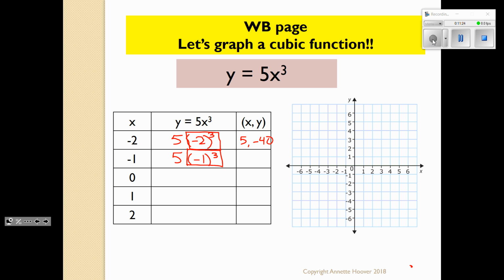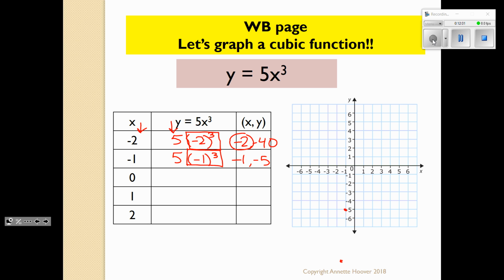Times 5 is -5. So our ordered pair, I don't know why I wrote 5 up there. I just looked up there and saw that 5. You probably already noticed that. That was -2, -40. My eyes went to this number instead of to this number, and I made a mistake up there. So watch what you're doing. Okay, we plugged in the -1, and -1 times 5 is -5. So I can now graph -1, -5. I put this dot in the wrong place. This point, this was -2, -40, which is way down here, and -1, -5 is here.